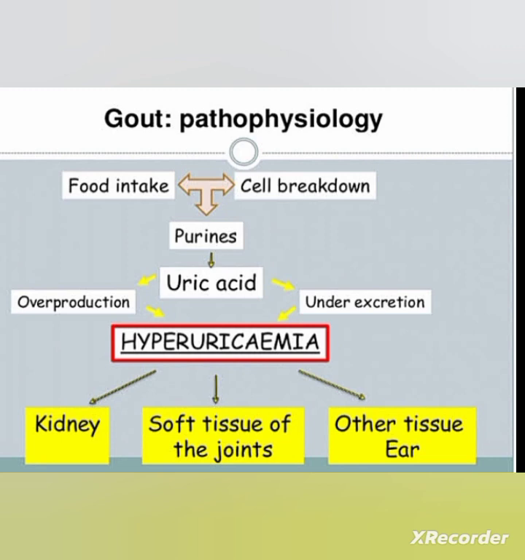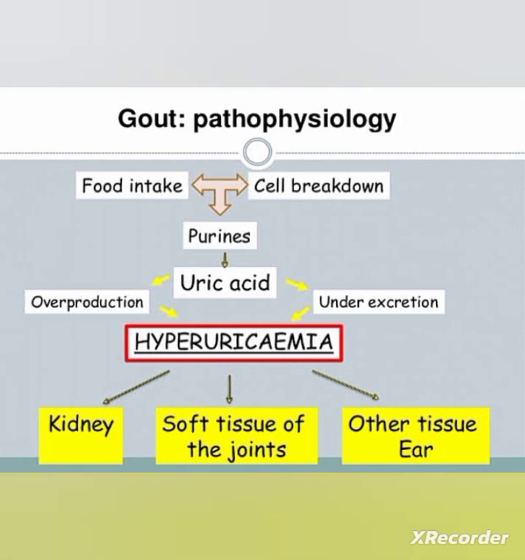If there is increased production of uric acid, that leads to hyperuricemia, and if the kidney does not excrete well, that also leads to hyperuricemia. This hyperuricemia affects the kidney, soft tissue of joints and other tissues such as the ear. So, when hyperuricemia occurs, it leads to signs and symptoms such as pain, swelling and stiffness of joints and accumulation of urate crystals in the area. So, this is the pathophysiology.